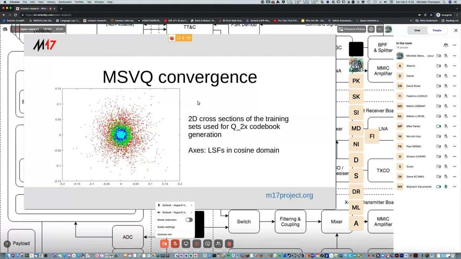This is a two-dimensional cross-section for the training set for the Q2 codebook. So the red dots is just the difference between every Q2 codebook entry. Well, it would be very difficult to see that the error converges to the origin, because the vector is three-dimensional, so it would be very, very dark. So we see that at every stage, the error is going to zero.